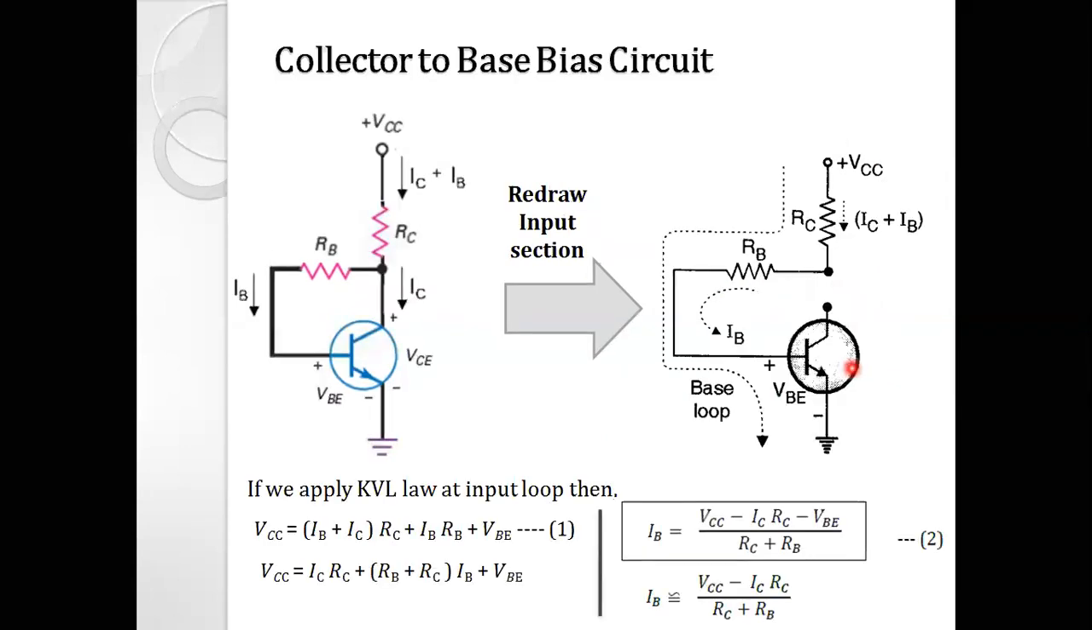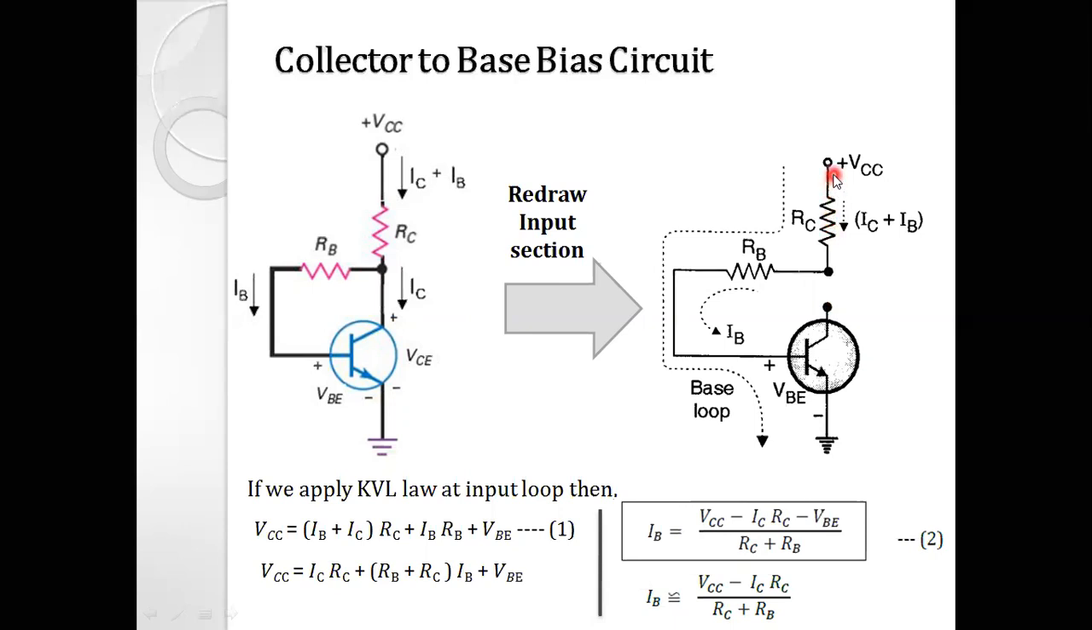So we are expected to find the mathematical formulas of VCE and IC by analyzing the input and output sections one by one. When we redraw the input section for this main circuit diagram, you can see on the right hand side the collector terminal is kept open, right? Here you can clearly see the difference between the main circuit and the input section circuit. Only the input section is highlighted and the output section, that is the collector terminal, is kept open.